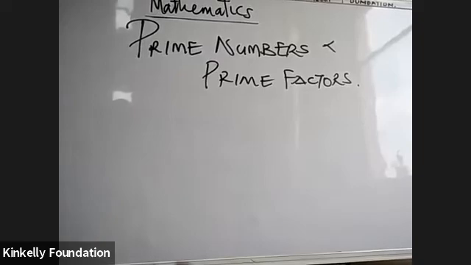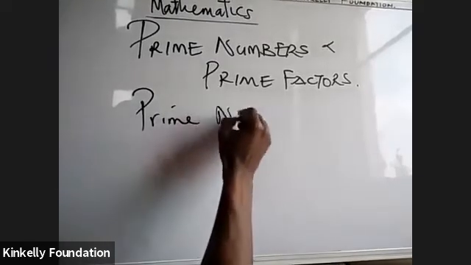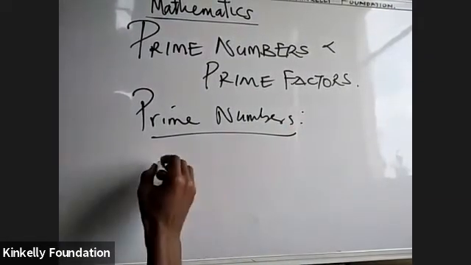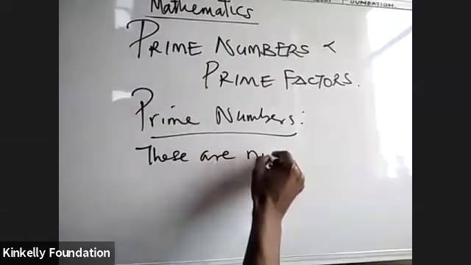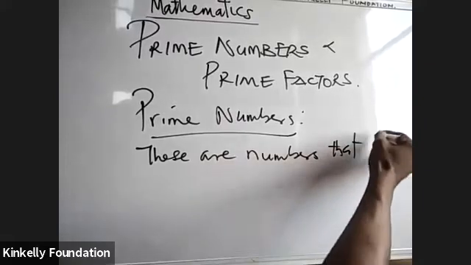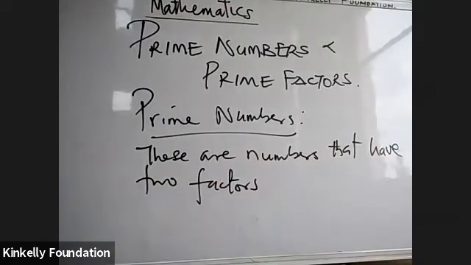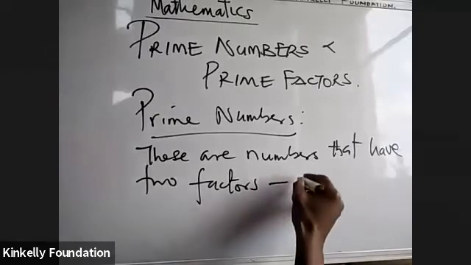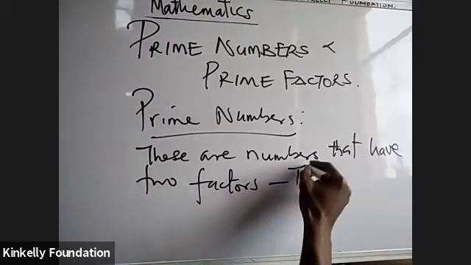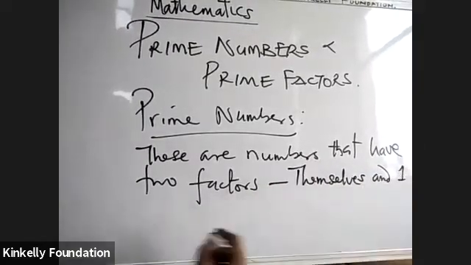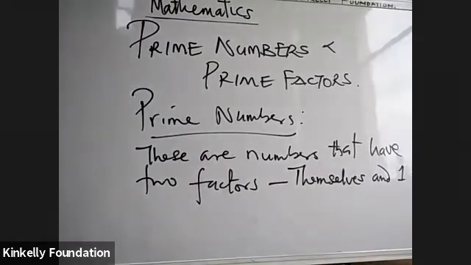Now, hello students. Remember, when we talk about prime numbers, prime numbers are numbers that have 2 factors. What do we mean by these 2 factors? The factors are themselves and 1. So let us make it a singular word now. We say that a prime number has 2 factors, itself and 1.